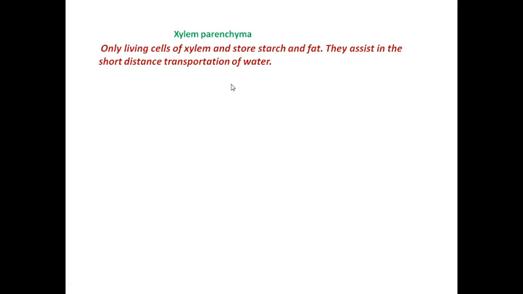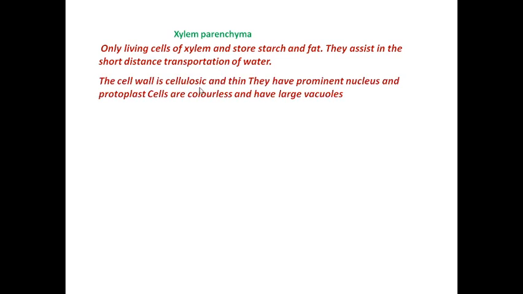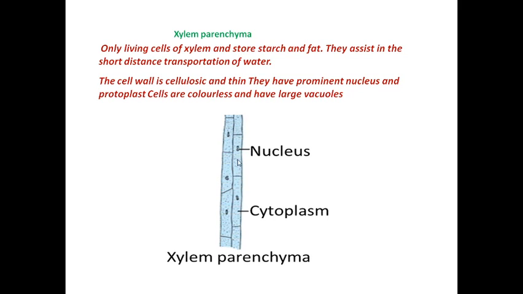Now xylem parenchyma. These are the only living cells of xylem and store starch and fat. They assist in short distance transportation of water. The cell wall is cellulosic and thin. They have a prominent nucleus and protoplast, are colorless, and have large vacuoles. Why do they have large vacuoles? To store starch, fat, etc. Here you see they have a nucleus and cytoplasm. So this is the living part of the xylem.